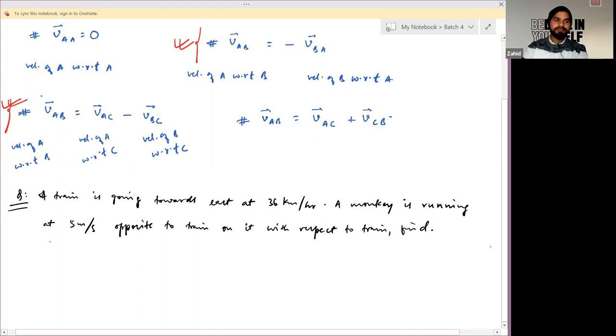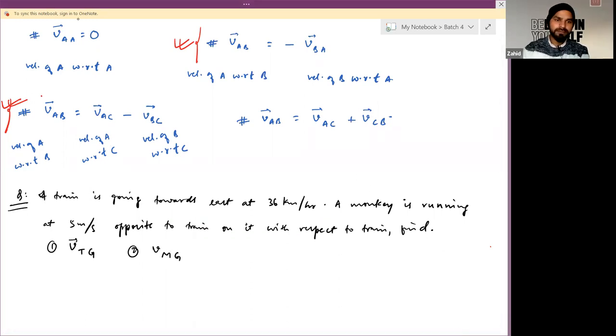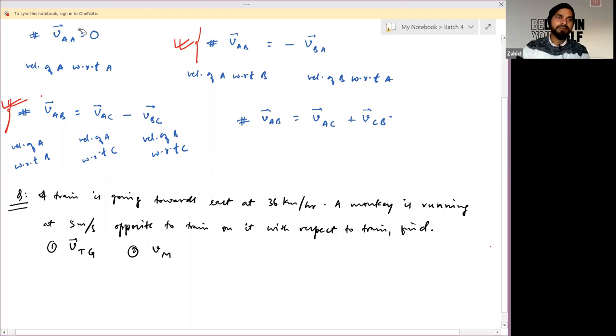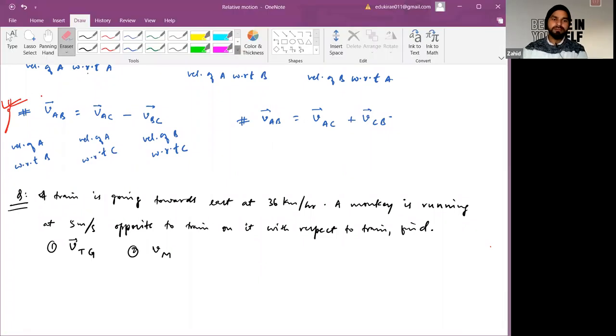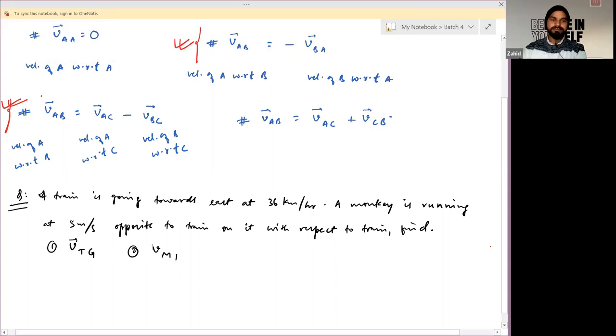So find first velocity of train with respect to ground. Second, velocity of monkey with respect to train. And third, velocity of monkey with respect to ground.